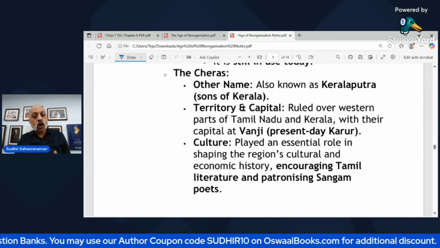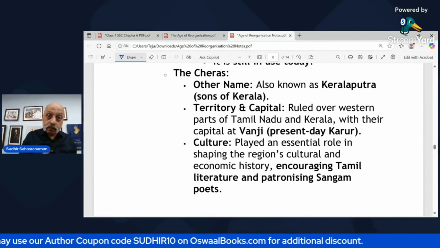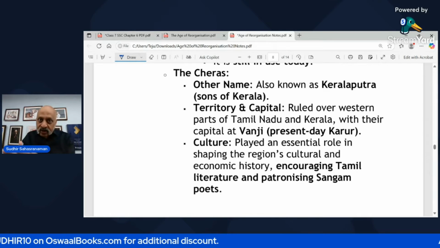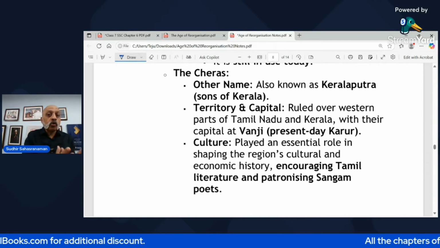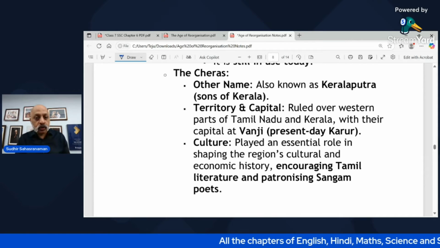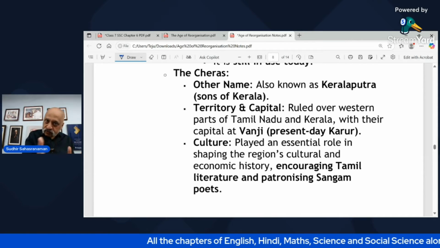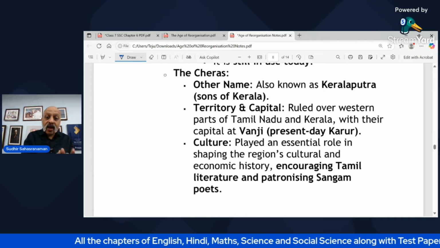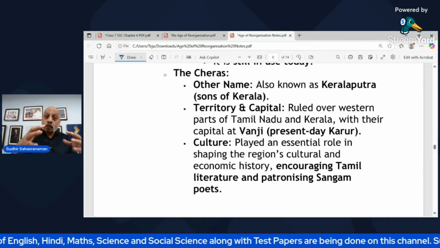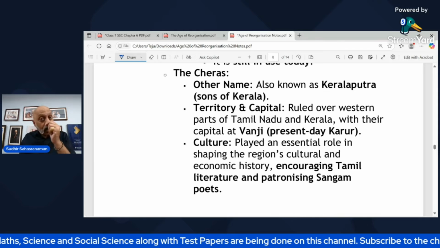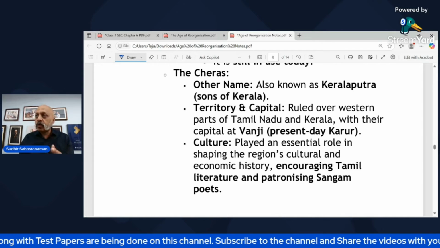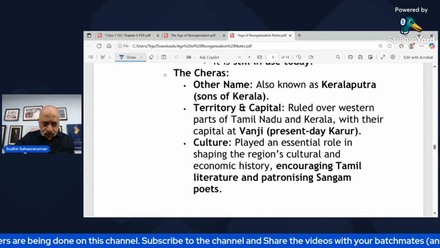The Cheras were also known as Kerala Putra because their rule extended from the western part of modern day Tamil Nadu to what is also today's Kerala, right? So that's why they are known as Kerala Putra. They ruled over the western parts of Tamil Nadu, as I just now said, and Kerala, and their capital was in a place called Vanji, which is present day Karur, which is again in the western part of Tamil Nadu. Karur is in the western part of Tamil Nadu, right?